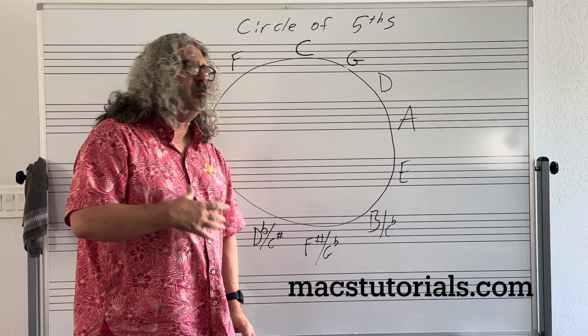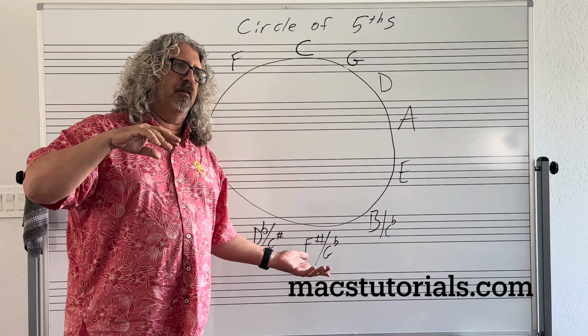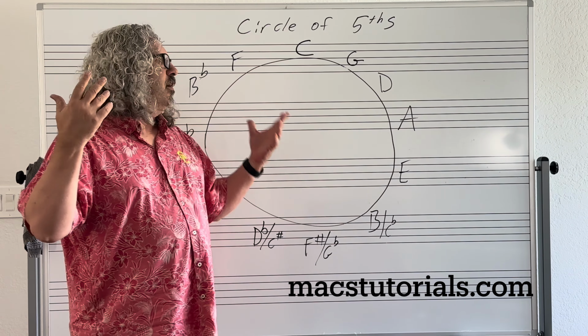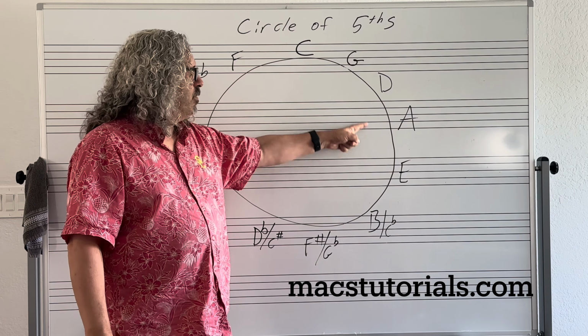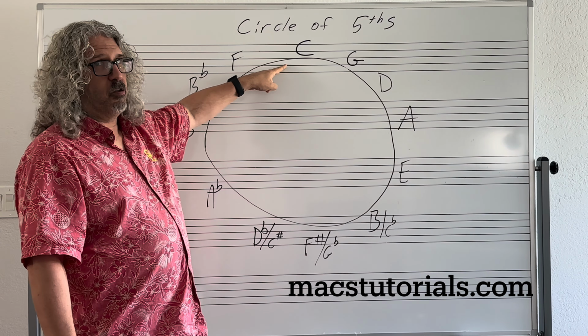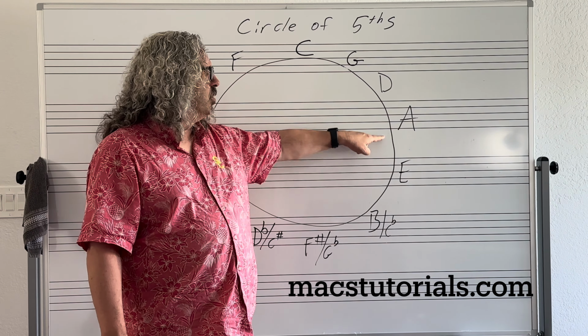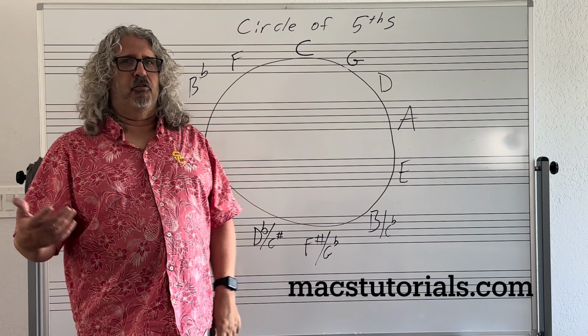Just know that every time you move a fifth, you're going to add a sharp, or take away a flat. So this way is adding sharps, taking away flats. Going this way would be the circle of fourths. Going this way, add a flat. Then when you get here, you're just going to keep taking away sharps.